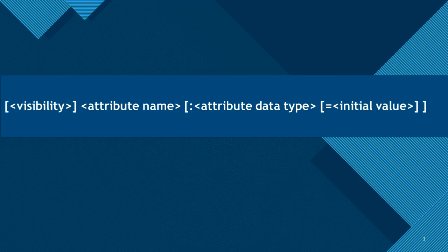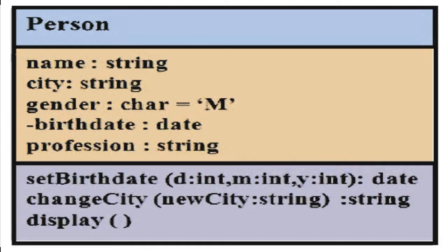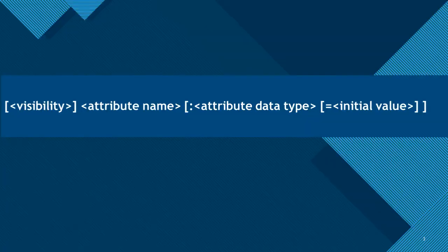Now this is UML notation, and this is the syntax of how an attribute is declared. So this is the name of the attribute. For example, the first attribute that we are giving is name. Okay, so name, and there is a visibility. Different visibilities are there, public, protected, etc., that we are going to see afterwards.